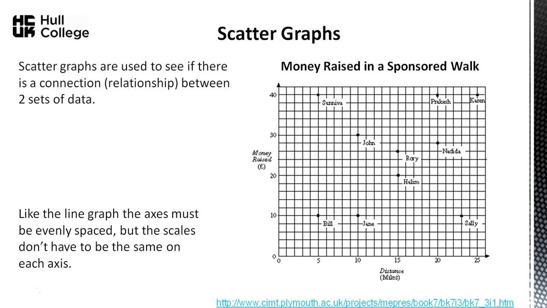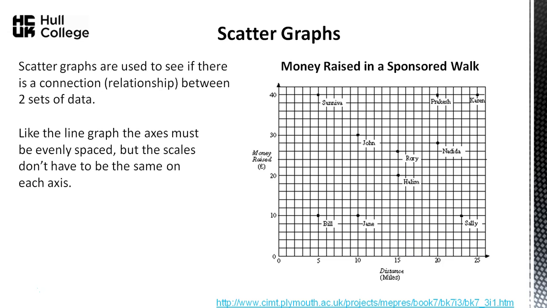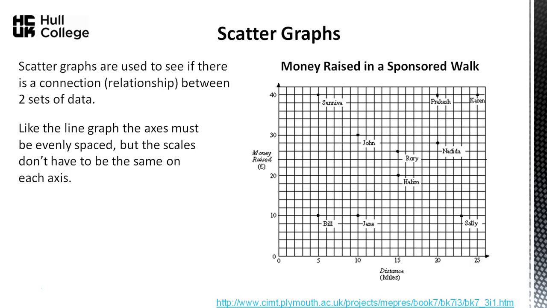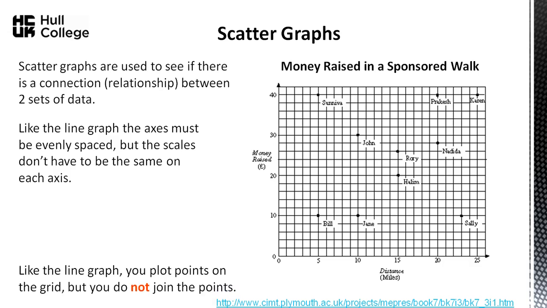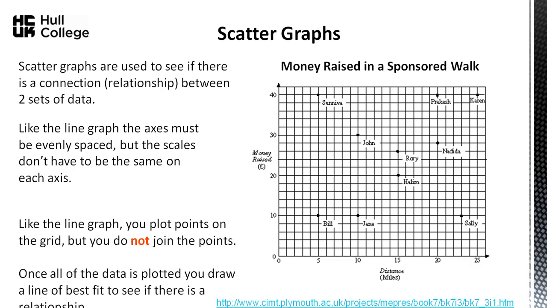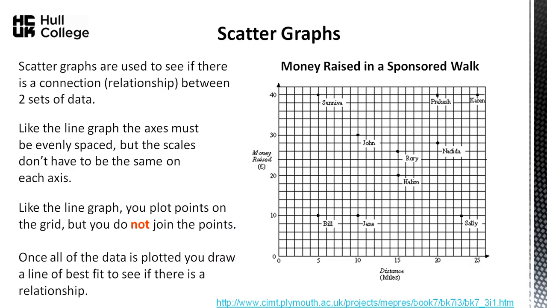Like the line graph, the axes must be evenly spaced, but the scales don't have to be the same on each axis. Like the line graph, you plot points on the grid, but you do not join the points. Once all of the data is plotted, you draw a line of best fit to see if there is a relationship.